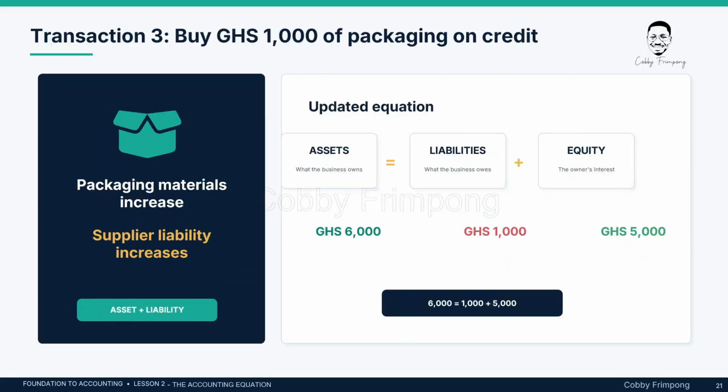Transaction 3. Majesty Nuts Cashew buys packaging materials worth 1,000 Ghana cedis on credit. Packaging materials increase assets by 1,000, while the amount owed to the supplier increases liabilities by 1,000. Total assets are now 6,000 Ghana cedis, liabilities are 1,000 Ghana cedis, and equity remains 5,000 Ghana cedis. The equation still balances.